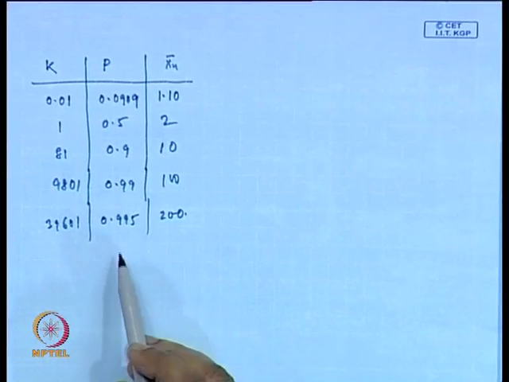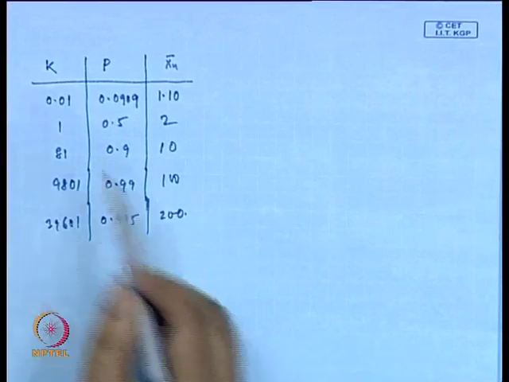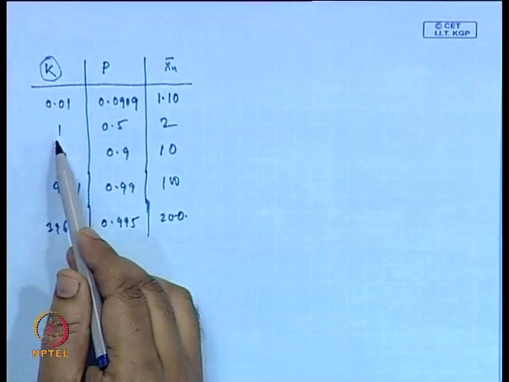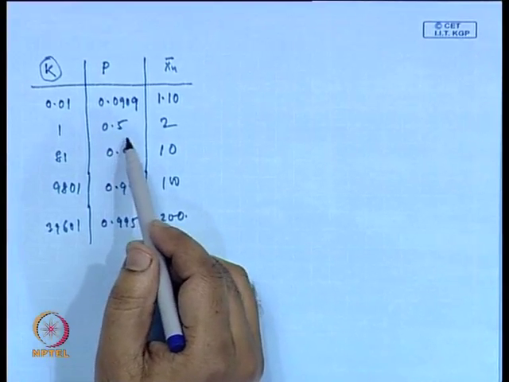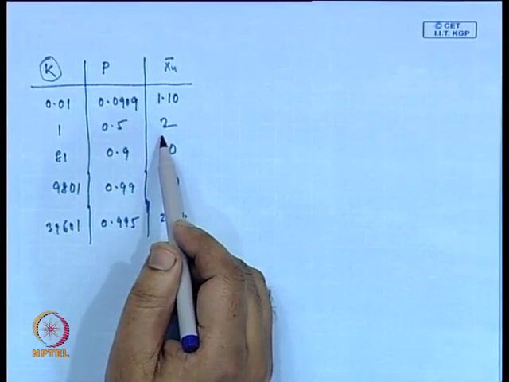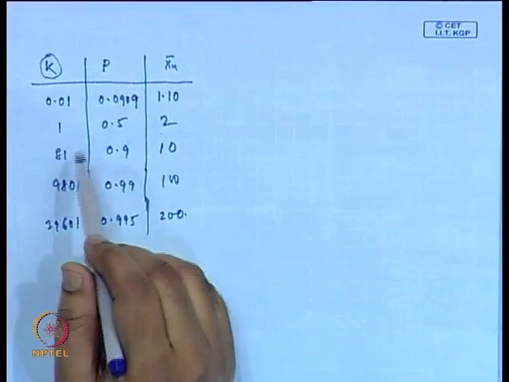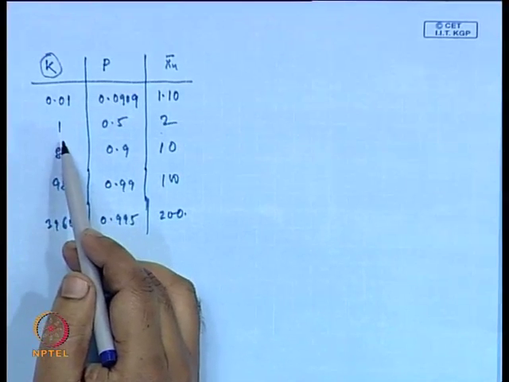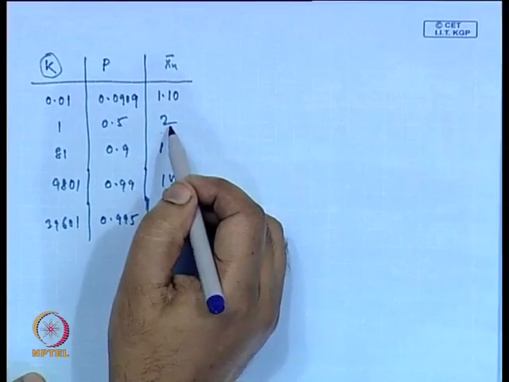Now, if we carry out this reaction in a closed system, if the equilibrium constant K is say 1, then the equilibrium conversion would be 0.5, which will lead to an average degree of polymerization of 2. That means, if the value of the equilibrium constant is 1, then at the end of the reaction, at equilibrium, you are only going to get dimers.